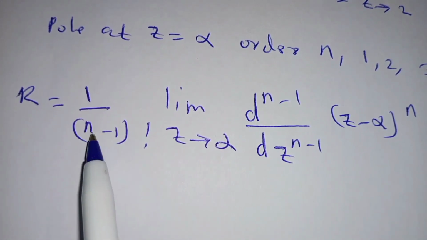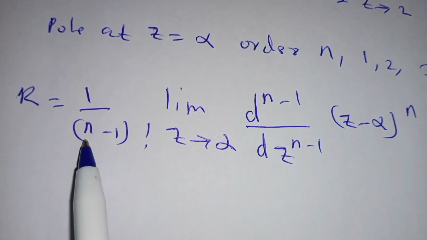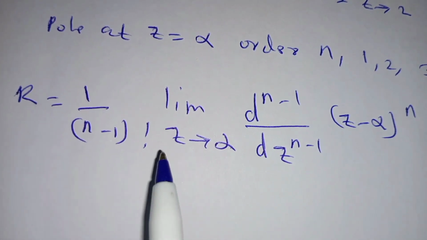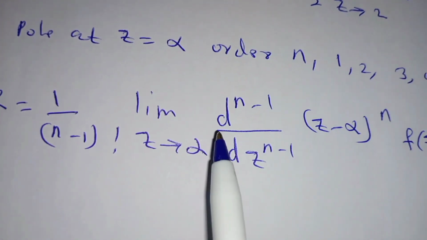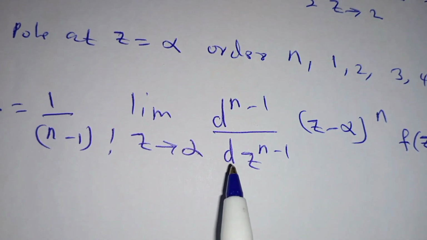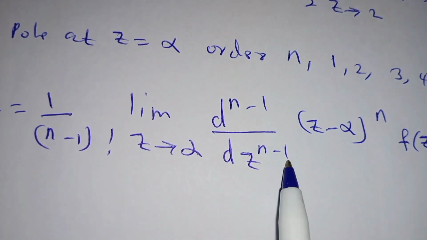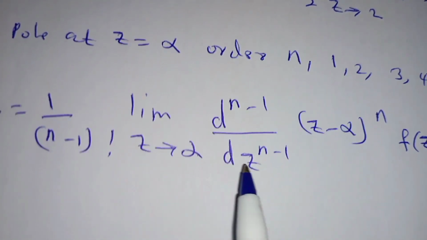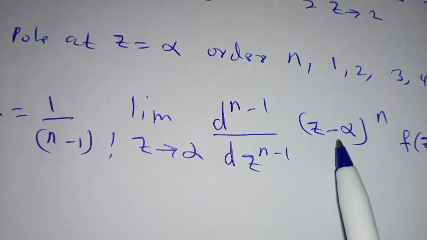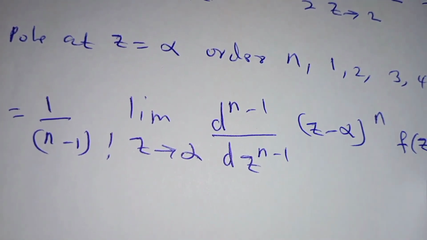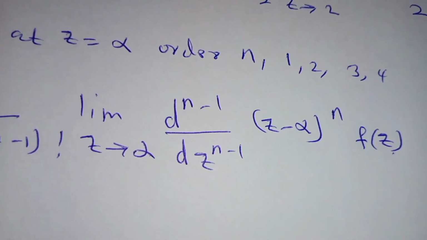You simply do it: 1 divided by (n minus 1) factorial, limit as z tends to alpha, d to the power n minus 1 divided by dz to the power n minus 1, of (z minus alpha) to the power n, f of z, whereby f of z is the given function.